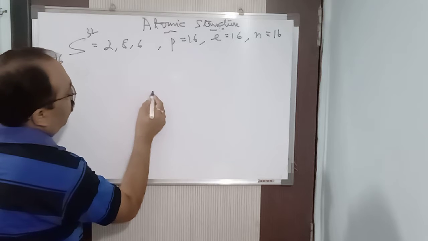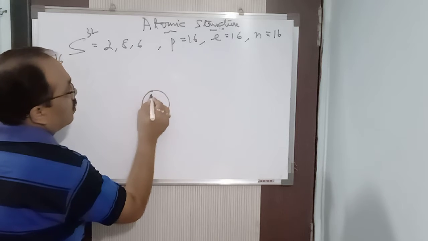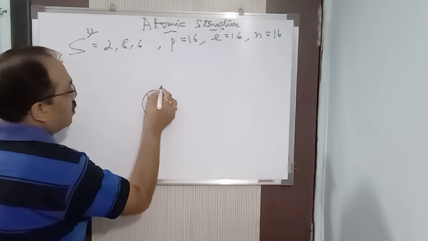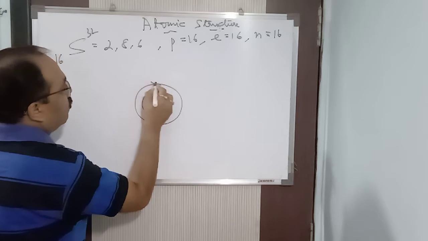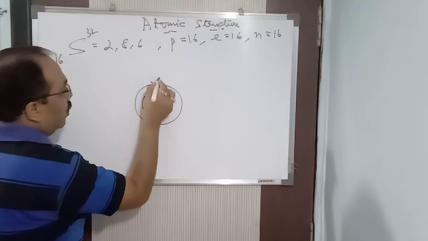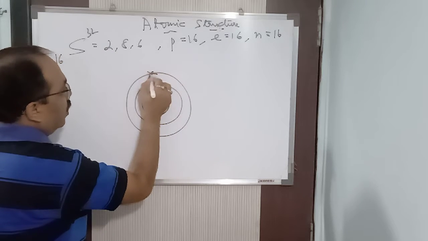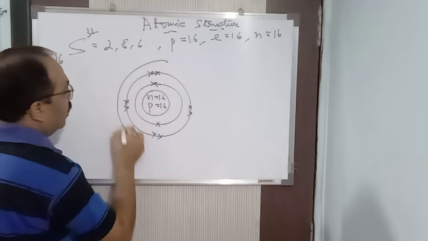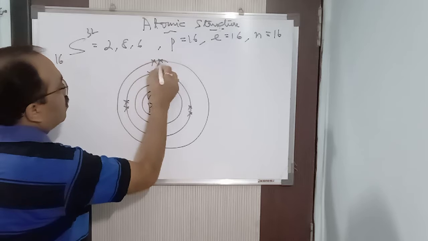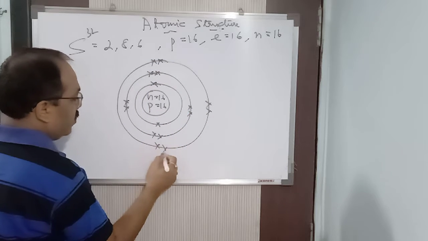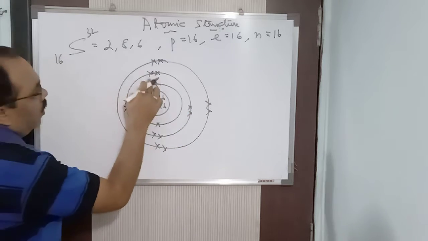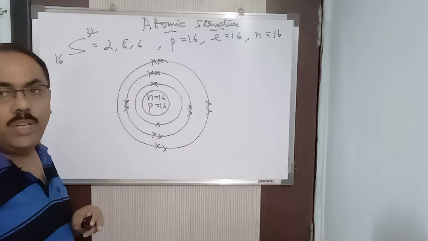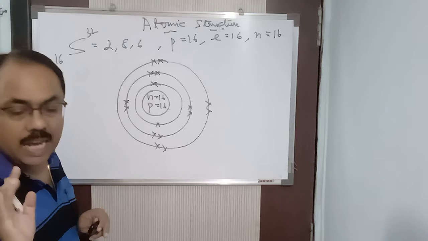Now we will draw it. First the nucleus. The nucleus consists of 16 neutrons and 16 protons. The first shell consists of 2 electrons. Then the second shell consists of 8 electrons, 1, 2, 3, 4, 5, 6, 7, 8. And the last shell consists of 6 electrons, 1, 2, 3, 4, 5, 6. As I said, you can put a dot or a cross here. It's up to you.